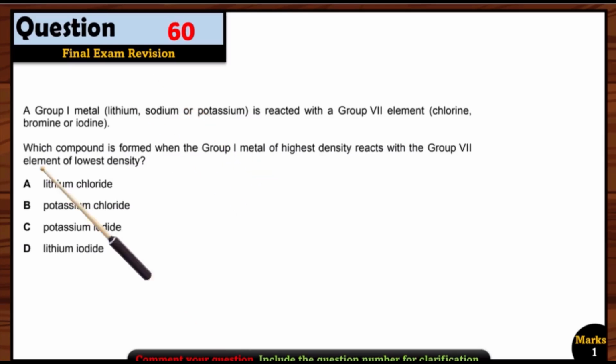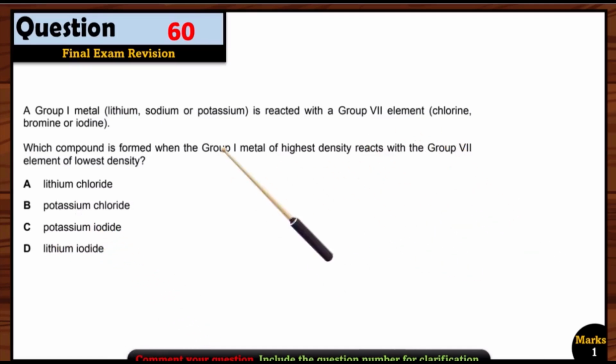Remember that. Question 60. A group 1 metal, lithium, sodium or potassium, is reacted with a group 7 element: chlorine, bromine or iodine. Which compound is formed when the group 1 metal of highest density reacts with the group 7 element of the lowest density? So now we have to see, highest density means they should be at the bottom. So among the group 1 metals, which one should be at the bottom? Lithium, sodium, potassium. So potassium is at the bottom. It has the highest density, right? So option B or C can be right.